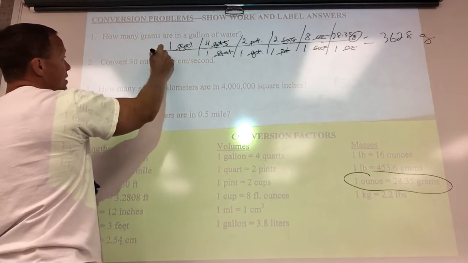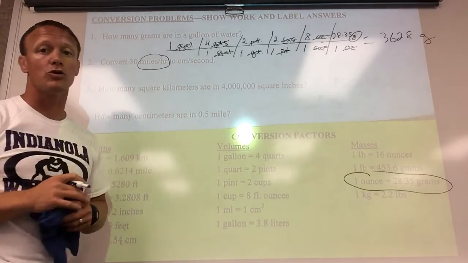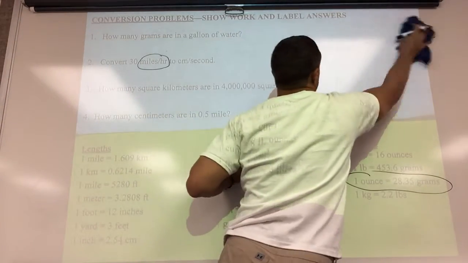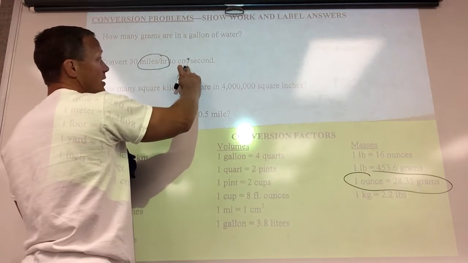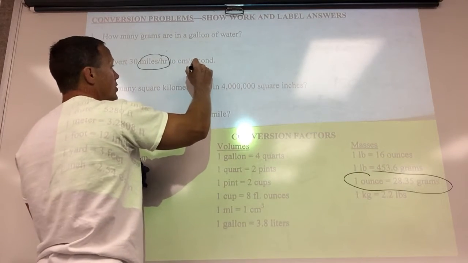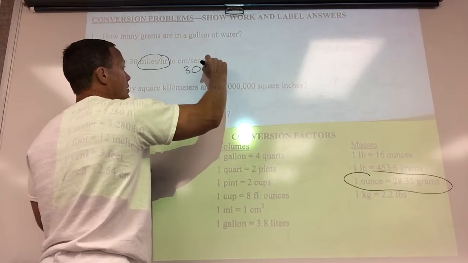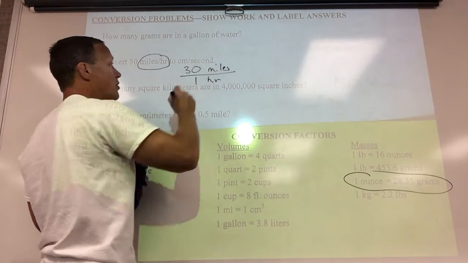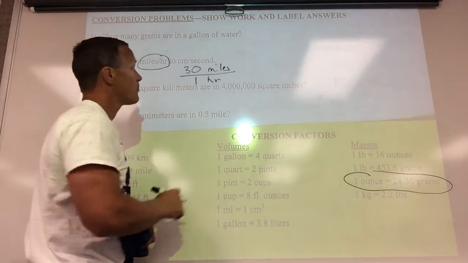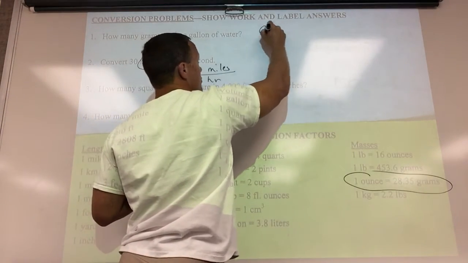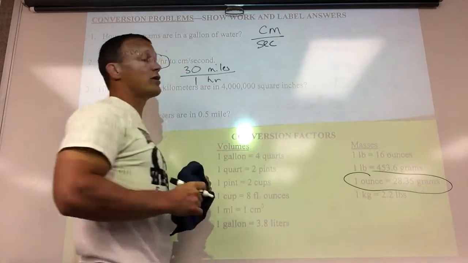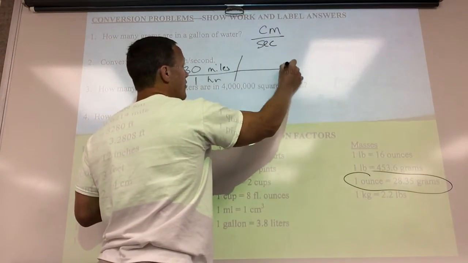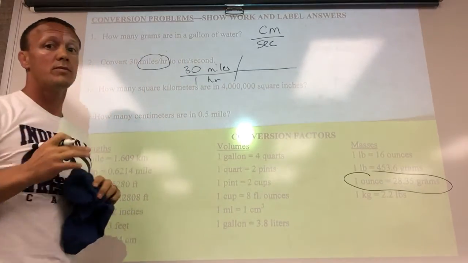Next one. This one, notice, has a fractional label, miles per hour. So we're going to start with that. We want to finish with centimeters per second. So we're going to go 30 miles per hour. In other words, you're going 30 miles in 1 hour. That's a speed. We want to finish with centimeters per second. So we know we're done when we have centimeters on top, seconds on the bottom. And we can do either one first. I'm going to keep it going as one big thing.